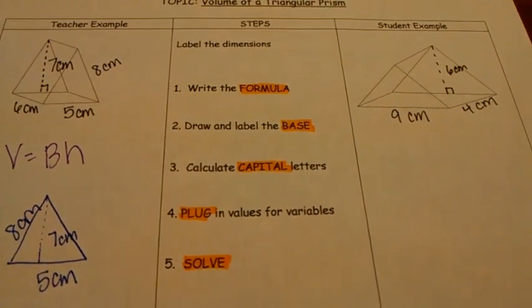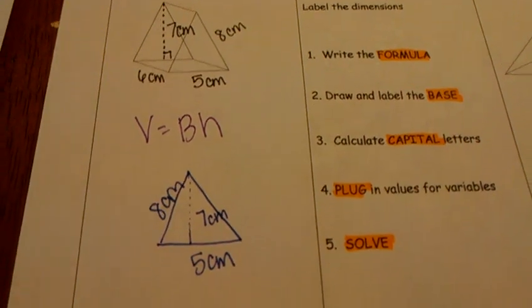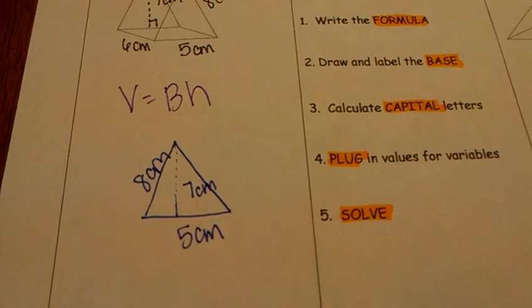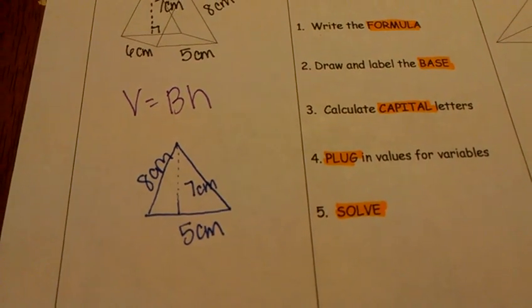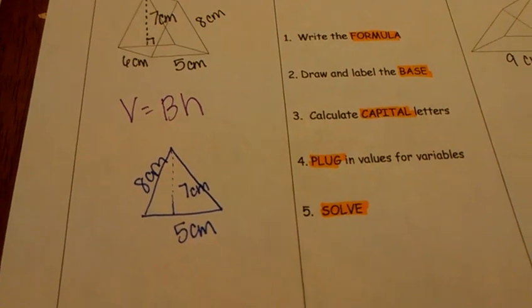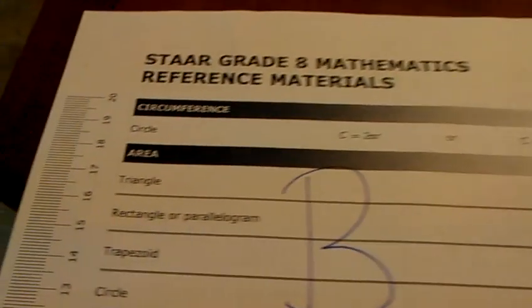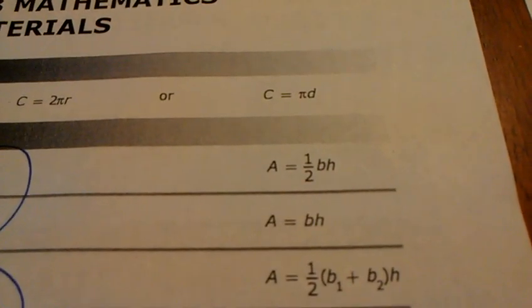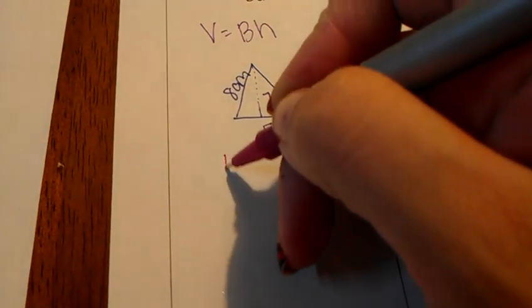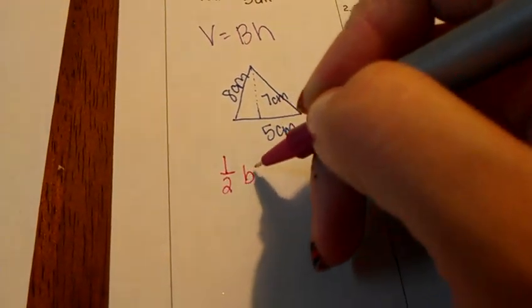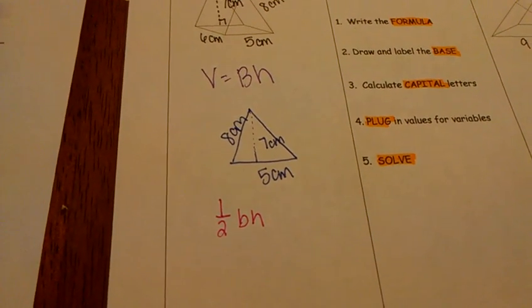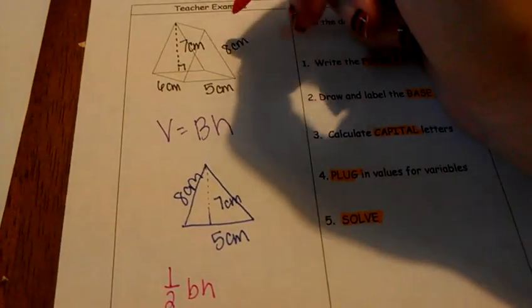Calculate capital letters. Okay, well, our formula has a capital B, which we all know stands for the area of the base. So now I have to calculate the area of the base. Well, how do you do that? It is totally different than a rectangle that we've already worked on, so let's come over here to our area formulas. Area of a triangle is 1/2 base times height. So 1/2 base times height. Now, when I say base times height, what base am I referring to? What height am I referring to?